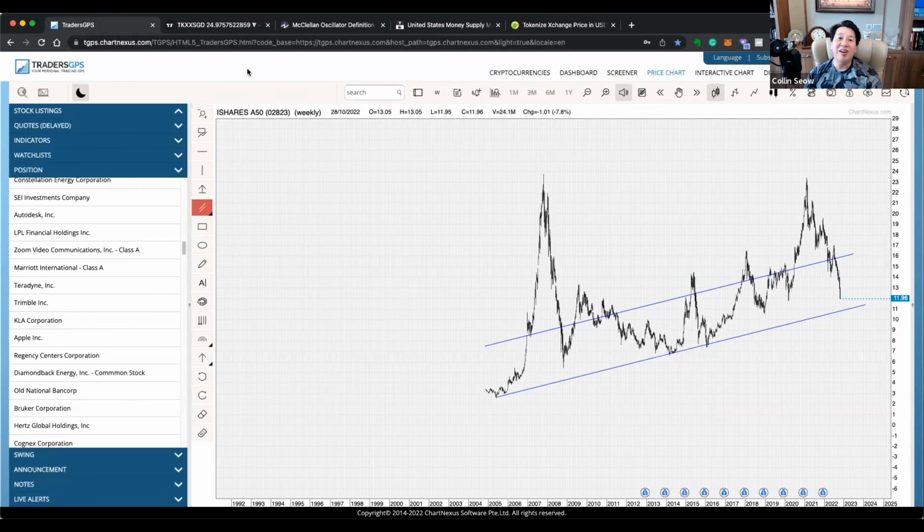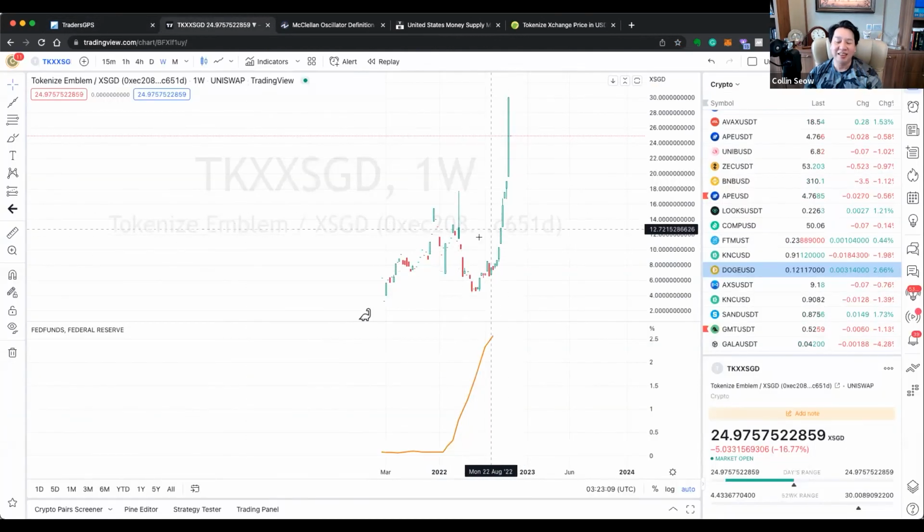TradingView one is DeFi. It's not centralized. This is not a centralized exchange. This is DeFi Uniswap. My TKX up 300%. Good.